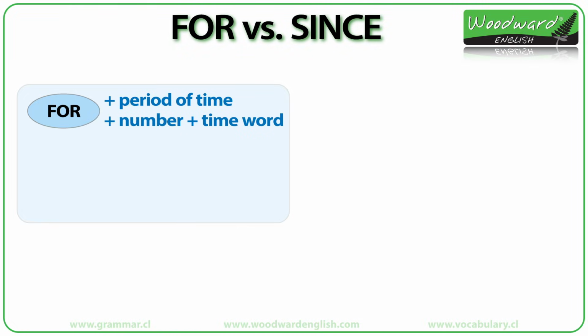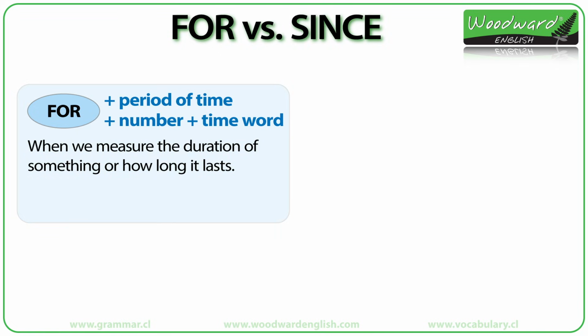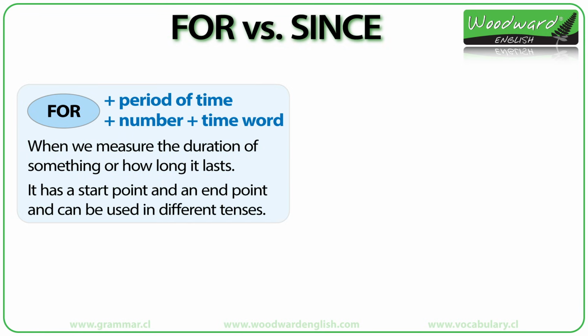For is used with a period of time. This is often a number plus a time word. For is used when we measure the duration of something or how long it lasts. It has a start point and an end point and can be used in different tenses.